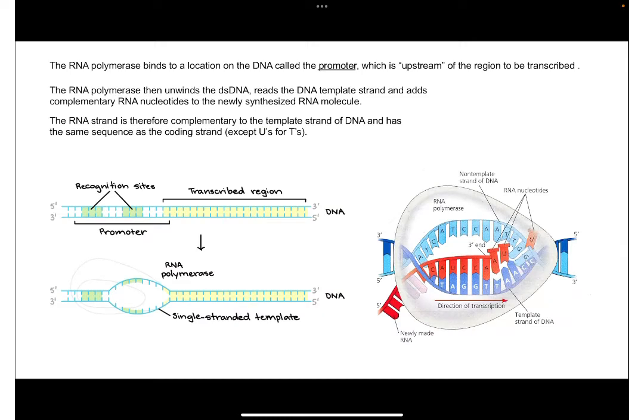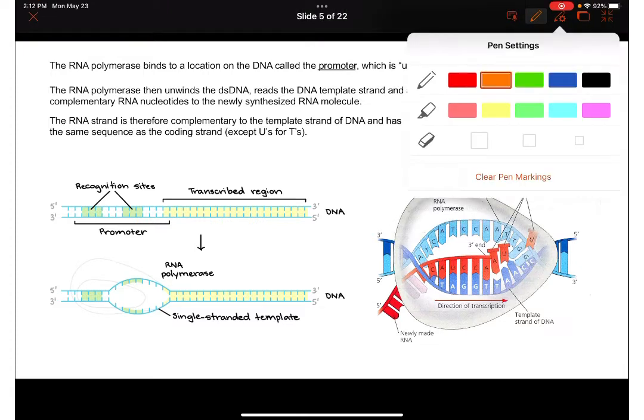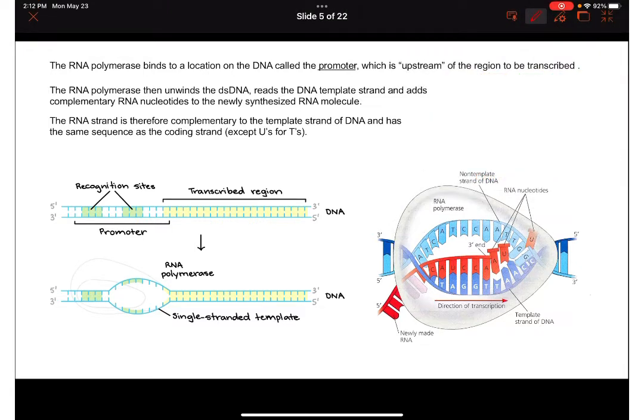A couple other details. This is our double-stranded DNA, and this is the region, this is the gene that we want to transcribe. And so when an RNA polymerase comes along, let's say the RNA polymerase gets the call and it's like, okay, we want to transcribe this gene. It needs to make its way to the gene. And what it does is it binds to a region upstream of the gene to be transcribed, and that region is called the promoter region. And so it binds to the promoter region.